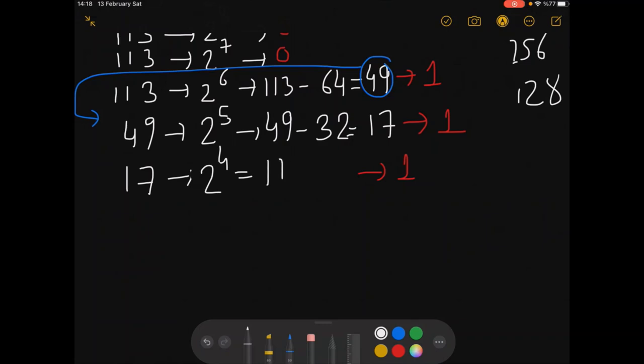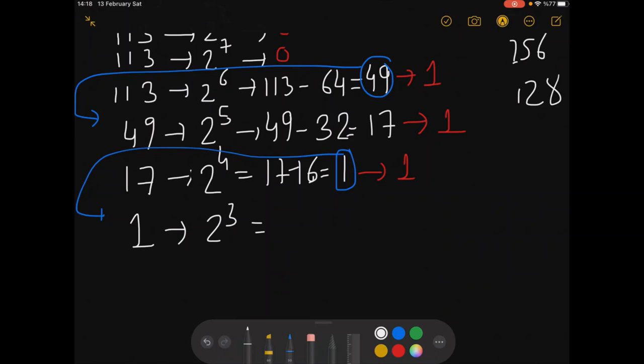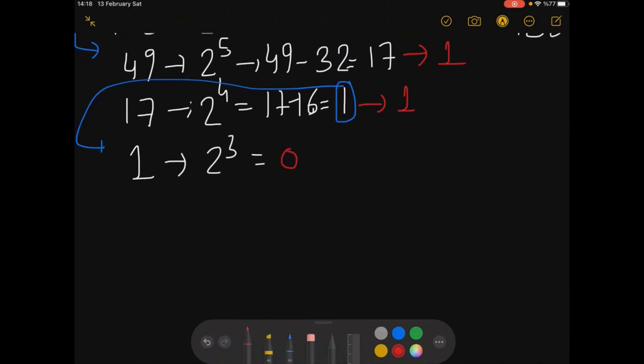What was it? 17 minus 16 is 1. So you need to put this 1 here. Be careful, you always work with the remainder. Now 2 to the power 3. Can I fit it here? Is it possible? No. Okay, drop 1.